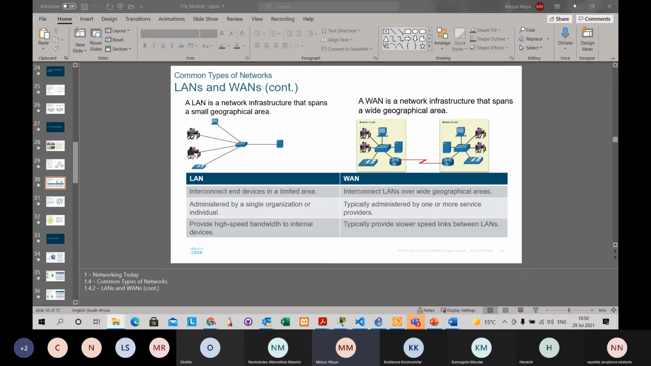Okay, guys, I'm back. Sorry, I had to do something. Okay, so these are the characteristics of a LAN. We said they interconnect end devices in a limited area, are administered by a single organization or individual, and also provide high-speed bandwidth to internal devices. And then here's the WAN. A WAN is a network infrastructure that spans a wide geographical area. It interconnects LANs over wide geographical areas, is typically administered by one or more service providers, and typically provides slower speed links between LANs, right? So those are the characteristics of a WAN and the characteristics of a LAN there.